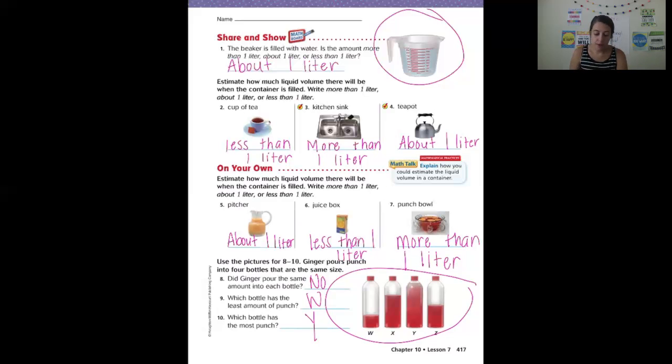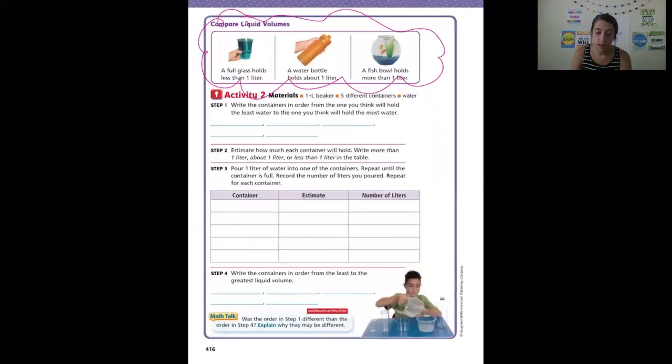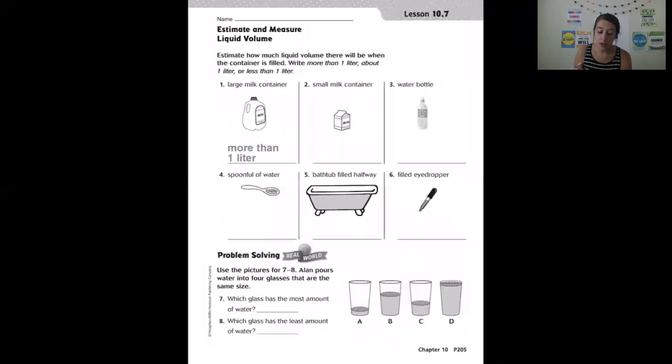So remember, let's look at our pictures again. A glass is less than a liter. A water bottle is about a liter. A fishbowl is more than a liter. Keep these pictures in mind and go back to the pictures if you get stuck on your independent work. Today your independent work is very similar to what we did together. Question 1 is already done for you, so you're going to complete questions 2 through 8. When you're done, you can go ahead and submit it on Etsy.